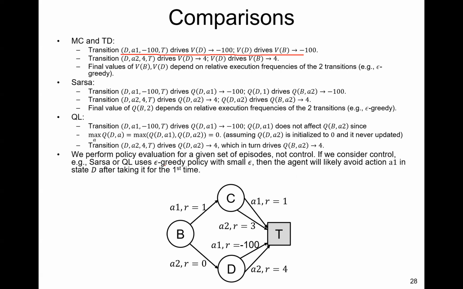So indeed, if we consider control, for example, Sarsa or Q-learning uses epsilon greedy policy with small epsilon, then the agent will likely avoid action A1 in state D after taking it for the first time. So it has experienced this very painful transition with -100 reward, so it's likely not to try it again based on epsilon greedy.